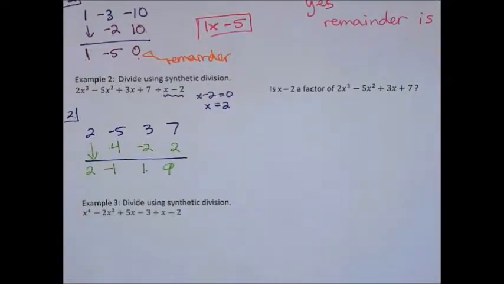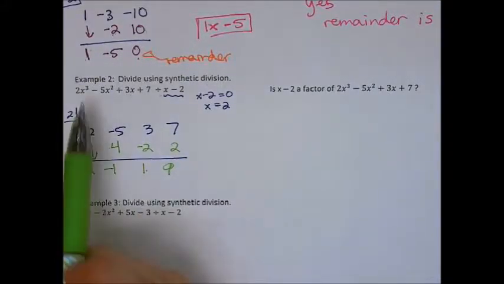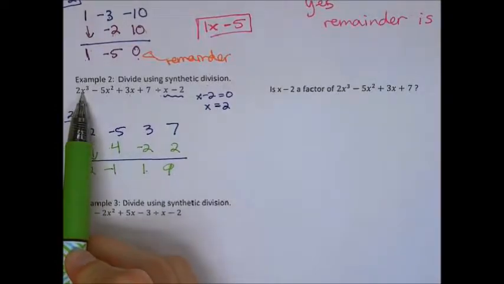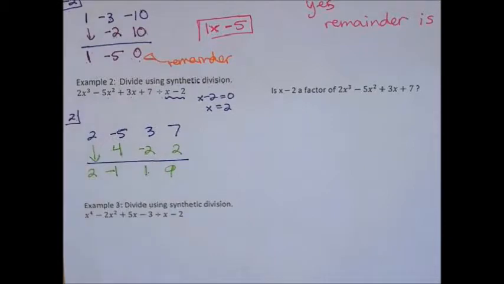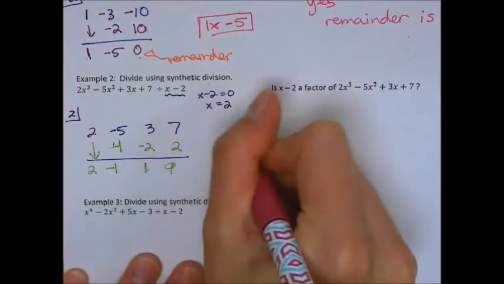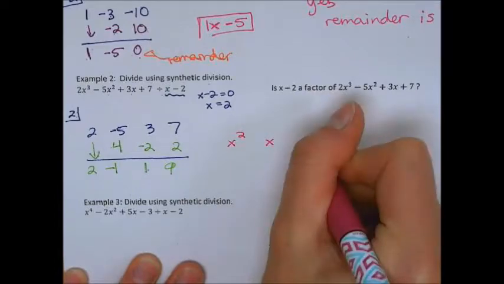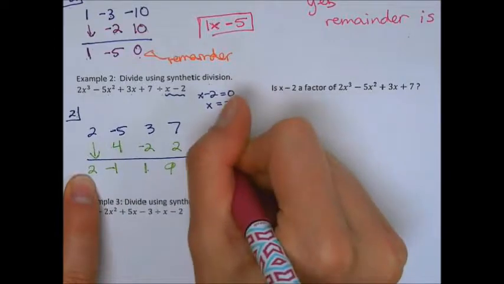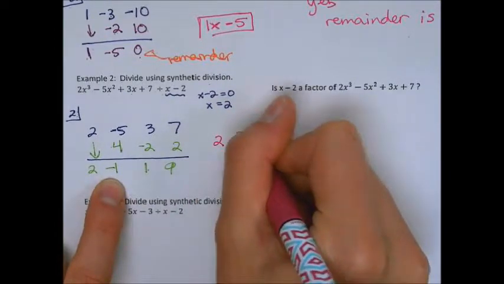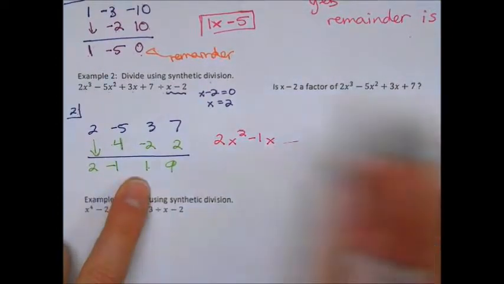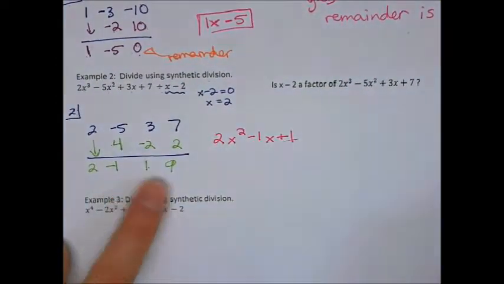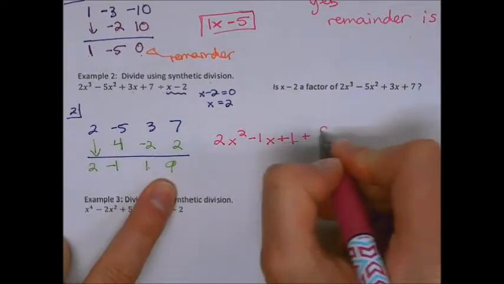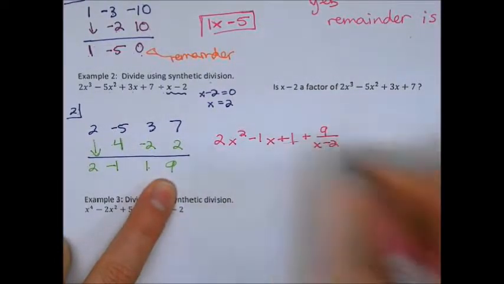Now, we did steps 3 and 4 until the end. Step 6 is we write out our answer. My numerator is x to the third. So my answer, I'm going to have an x squared, x, and then something else. What number's in front of x squared? 2. What number's in front of x? -1. What number am I adding at the end? 1. And then I have a remainder of 9, and we put that over our denominator.